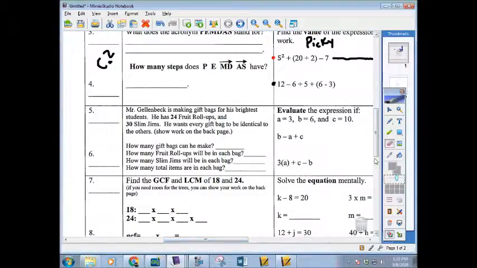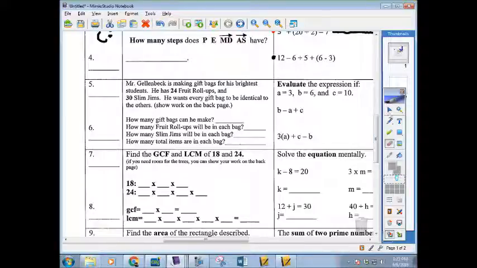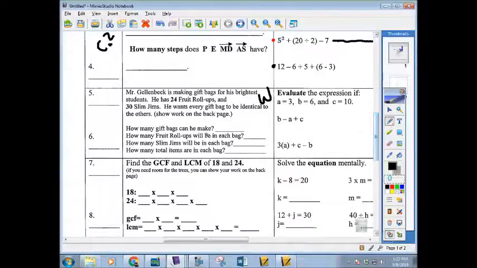Okay. This question: Mr. Gellenbeck is making fruit gift bags for his brightest students. He has 24 fruit roll-ups and 30 Slim Jims. He wants every gift bag to be identical to the others. Now, again, this is another one. You're going to have to show work. There's a lot of work that's required on this one. So you all need to probably just attach another page for work.